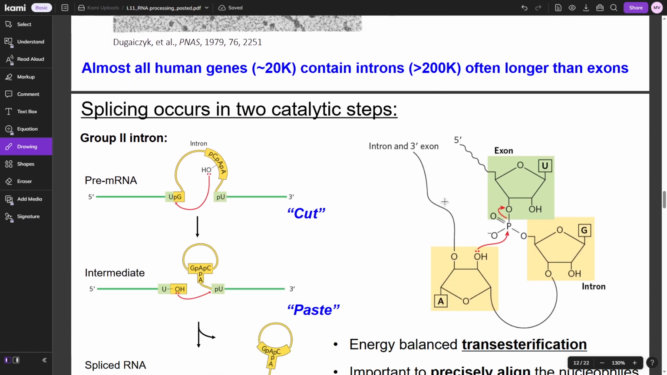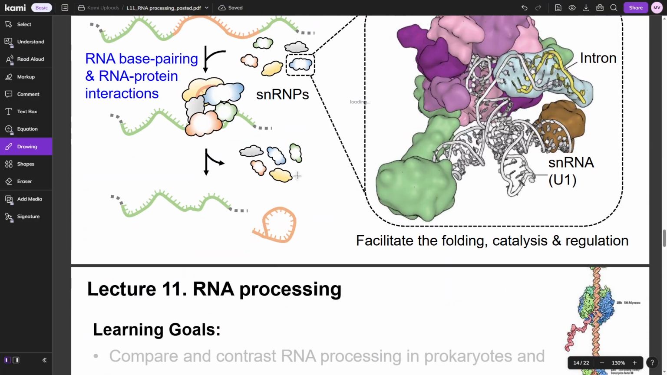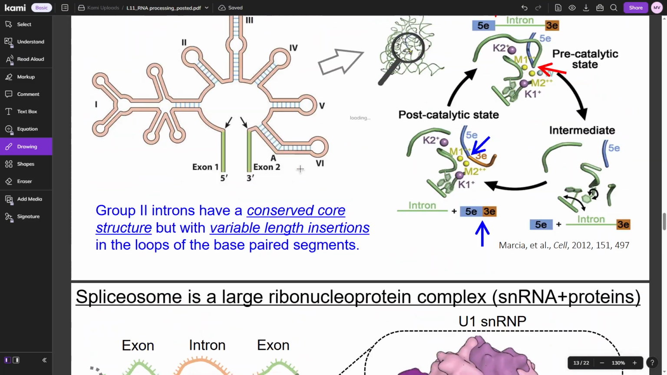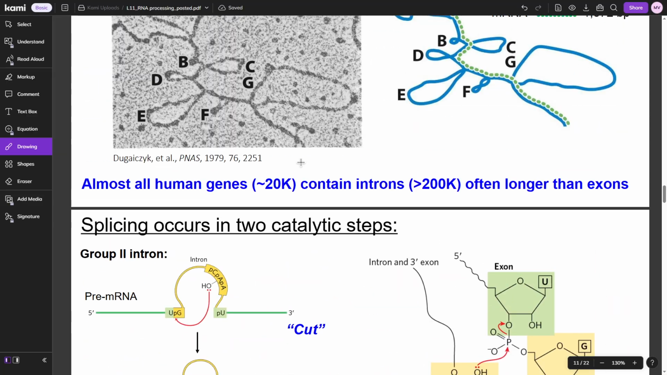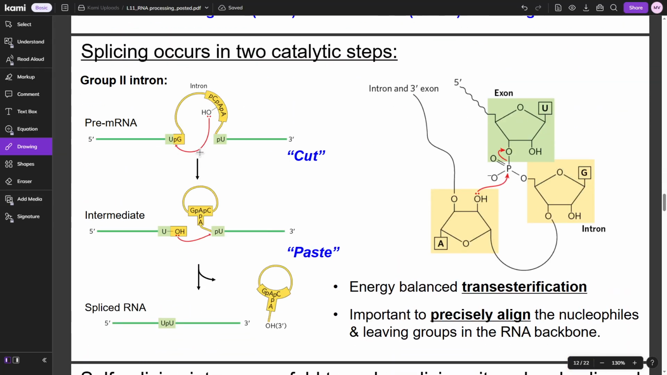But we're going to talk about splicing. This is specifically for self-splicing introns, which I think they refer to as group 2 introns, which is weird because they don't really talk about group 1 introns at all. Basically, we have our pre-mRNA, the mRNA before any splicing has happened. Remember, the splicing occurs at the mRNA stage, not the DNA stage. It's part of mRNA processing.